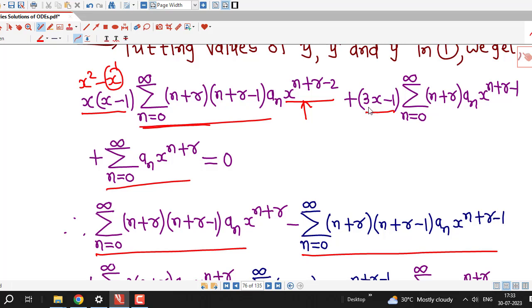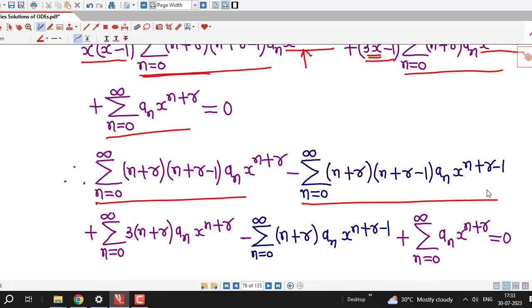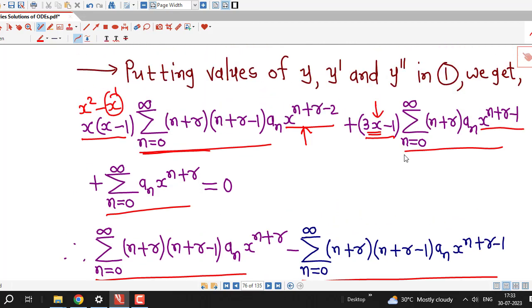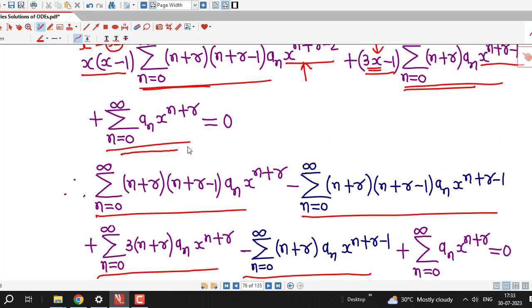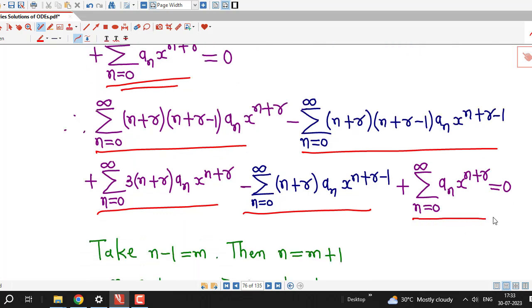Same thing here, 3x is multiplied with this, and here the power of x is n plus r minus 1. So we will have x raised to n plus r minus 1 plus 1, that will be x raised to n plus r, rest of the things as it is, and minus of this summation, that I have written here, and plus this sigma a_n x raised to n plus r equal to 0.